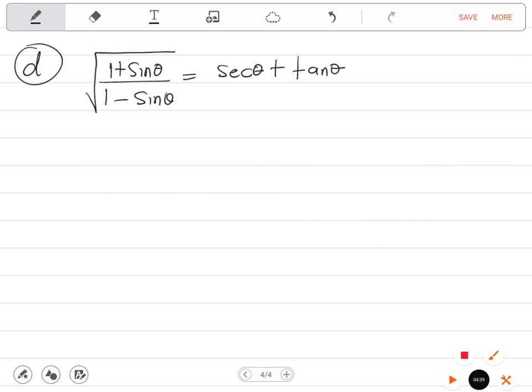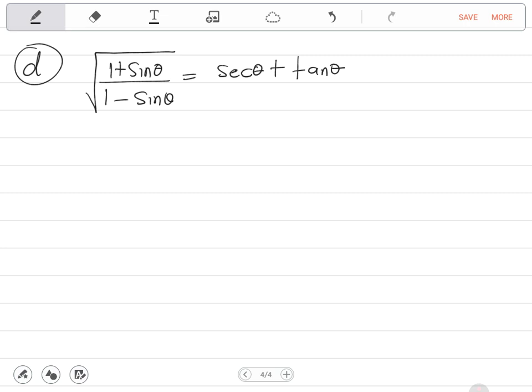Next. The other one is the root of 1 plus sin theta over 1 minus sin theta is equal to sec theta plus tan theta. How do we show this? The first thing that we can do is actually rationalize the numerator or the denominator, whichever we are comfortable with. This one is simple. Doing so will help us remove the root.